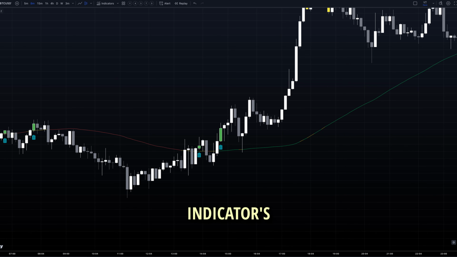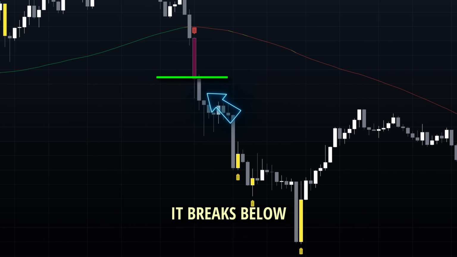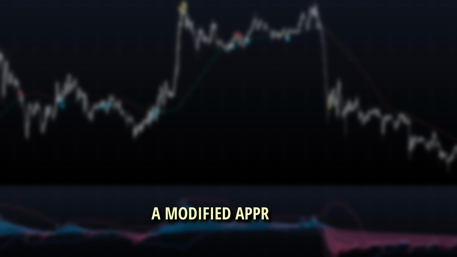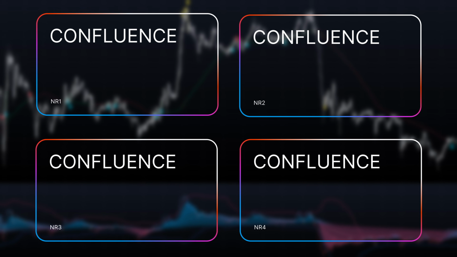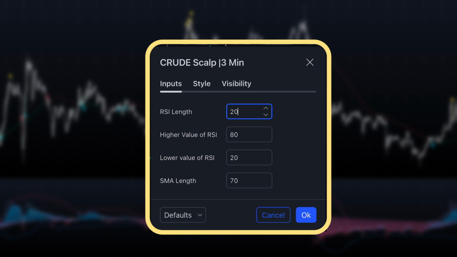charts. The indicator's official guidelines recommend entering long positions when the candle breaks above the alert candle's high and short positions when it breaks below. However, we'll adopt a modified approach, incorporating additional confluences from a secondary indicator. Let's fine-tune the settings for optimal performance.